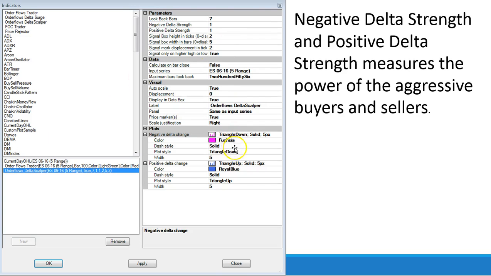You can change the colors. You can change the colors here. I have a fuchsia and royal blue. I have a triangle, and I set the width to 5, so it's a little bit easier to see. If you have it set to small, then it's hard to see sometimes.